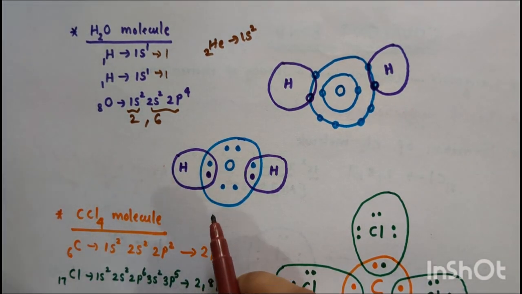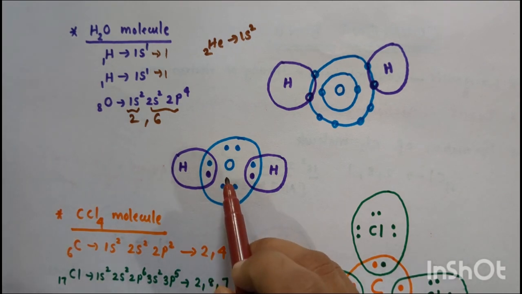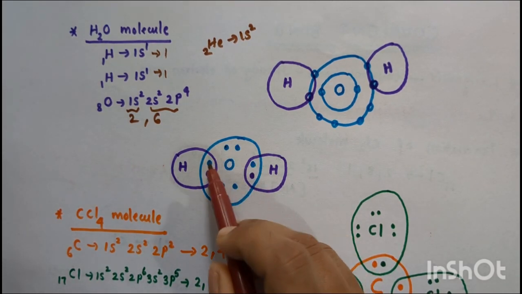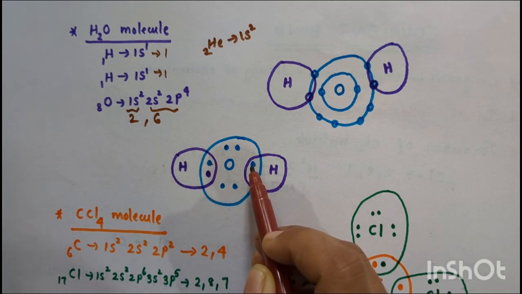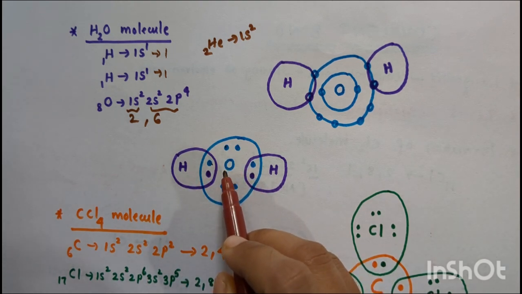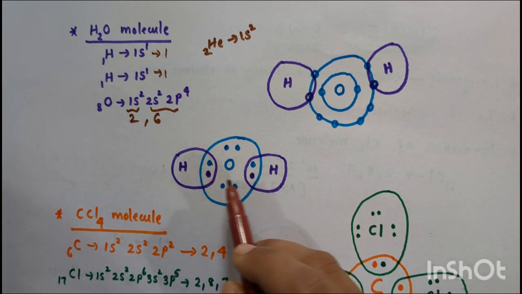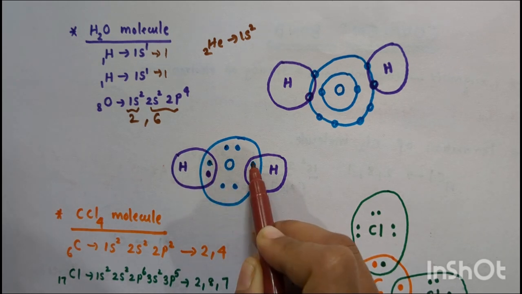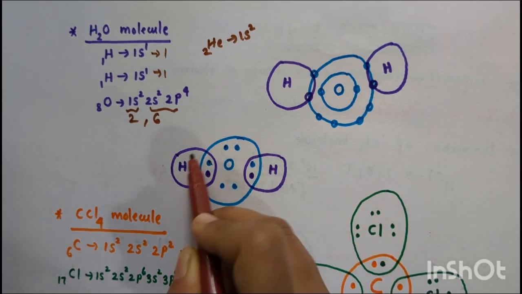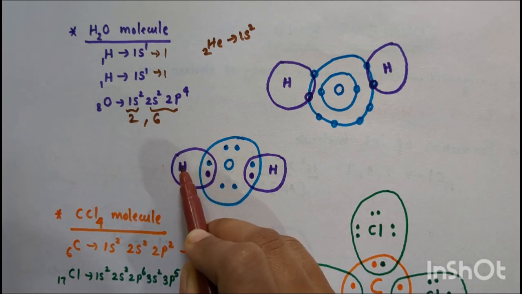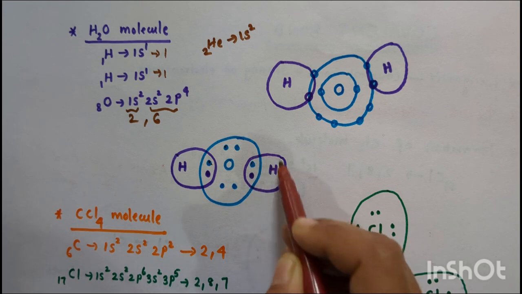The formation of a covalent bond in the water molecule is represented here. Oxygen has 6 electrons around it in its valence shell. Hydrogen has only 1 electron in its valence shell. In the H2O molecule, there are 2 hydrogen atoms and 1 oxygen atom. When an H2O molecule is formed, the oxygen atom shares its 2 electrons with the 2 hydrogen atoms. This oxygen atom shares this electron with this hydrogen atom and this electron with this hydrogen atom.